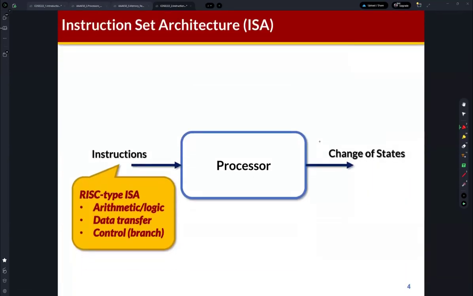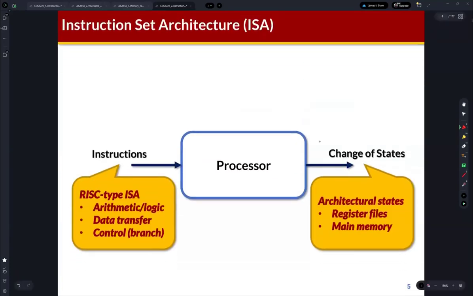But there are many different types of instructions, right? Think about your high-level language code. It will require many different kinds of operations, right? So the instruction set architecture defines different types of instructions, such as arithmetic or logic instructions, which perform arithmetic or logic operations, and data transfer, meaning the load and store instructions, and control or branch instructions. We will learn about these instructions.